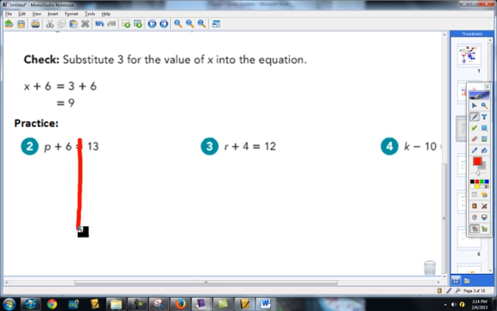Okay, first of all, I've drawn my line just separating left from right. Now I'm going to ask myself, what is happening to the variable? Well, 6 is being added to the variable, so I need to undo that by inverse operation. So I'm going to subtract 6. Of course, I'm going to do it to both sides.